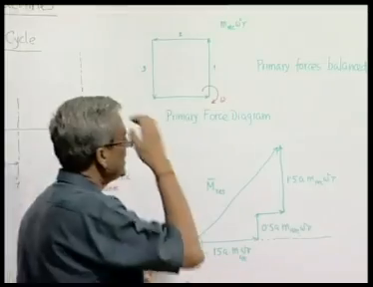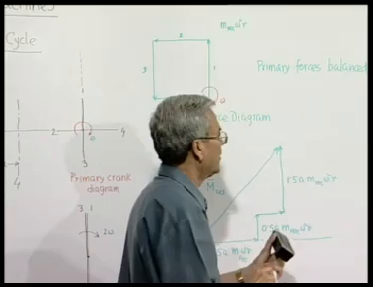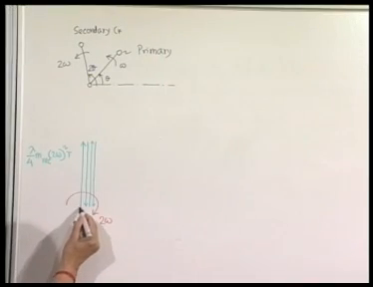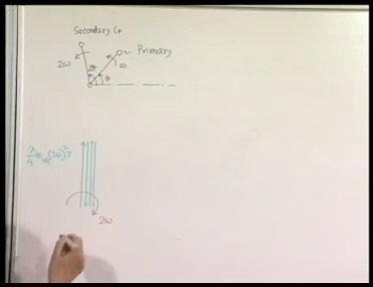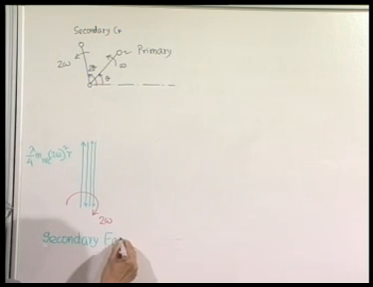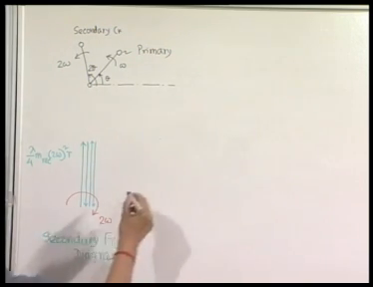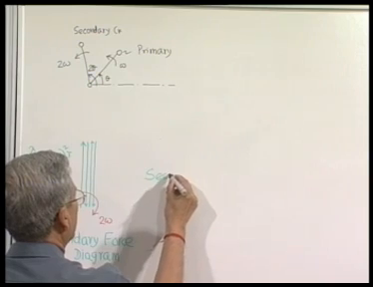Now, here you can see that the secondary force diagram is also a closed polygon, because you have come back to the same point where you started. And from this we find the secondary forces are balanced.